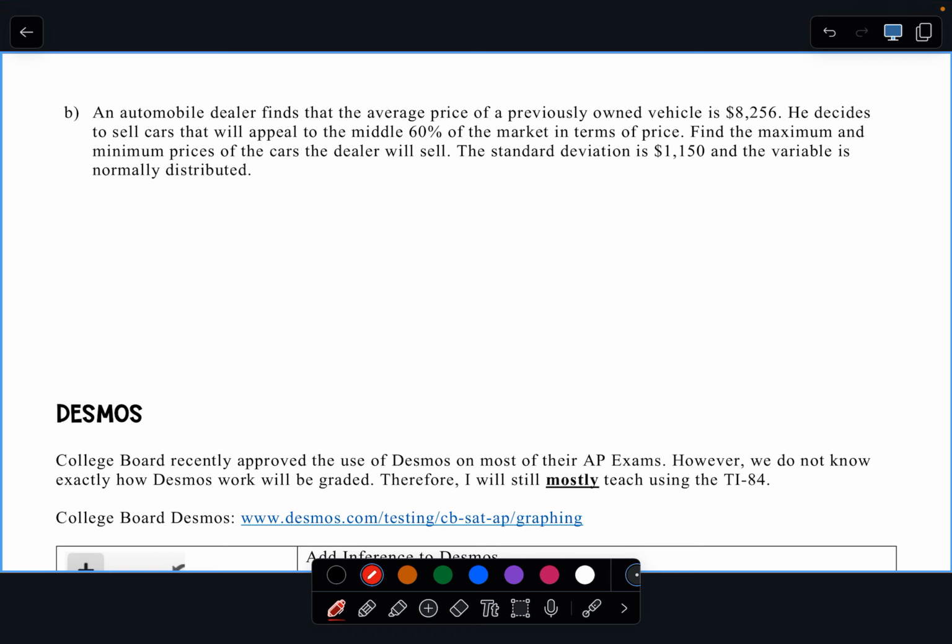So for part B, we have an automobile dealer who finds that the average price of a previously owned vehicle is $8,256. He decides to sell cars that will appeal to the middle 60% of the market in terms of price. Find the maximum and minimum prices. So they want us to find the max and minimum price. That means they want us to find a value.